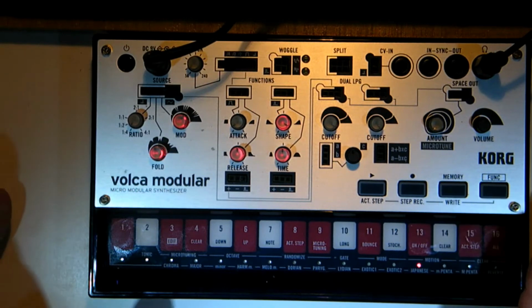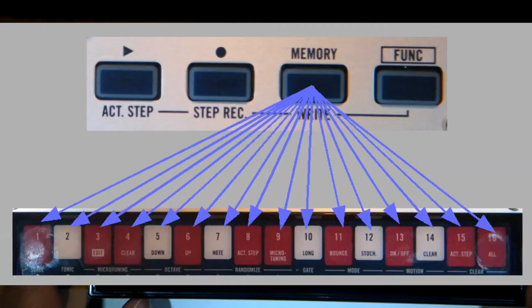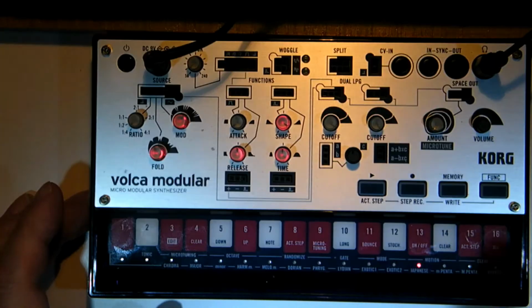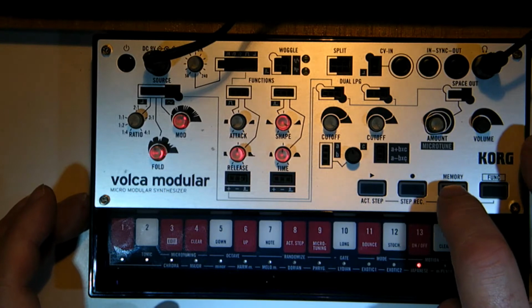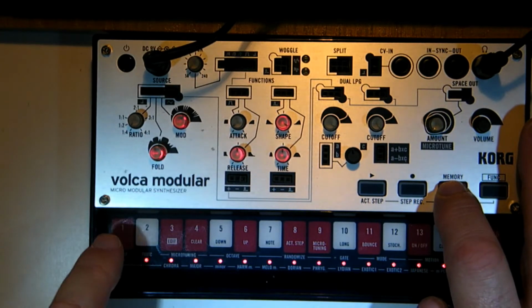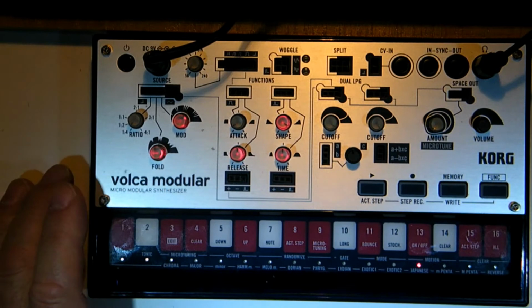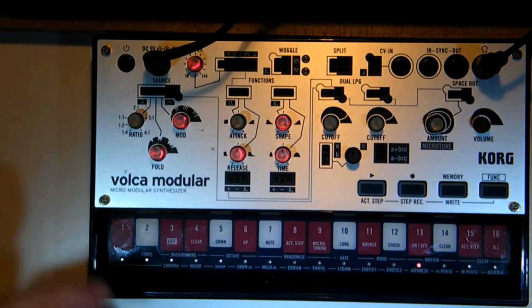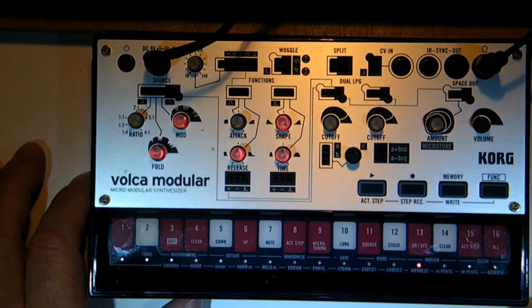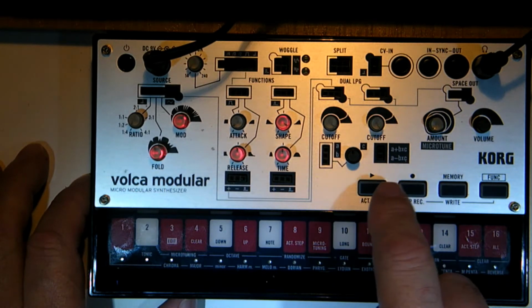Like usual, the Volca Modular can store up to 16 different sequences, each of which can be reached by holding the memory button and touching one of these 16 step buttons. Now I have activated the sequence which is stored at memory storage number 1. To play the sequence, of course, I have to hit or touch the play button.